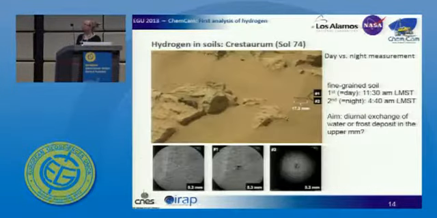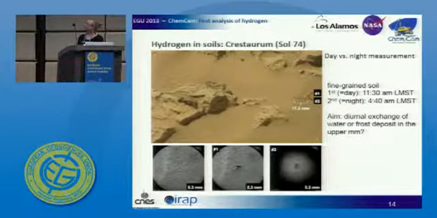Okay. We did another investigation on the crystalline soil. Actually, this happened before the other one which I showed. So you can see here the undisturbed soil, the first shot and the second shot. And the aim of this study was, is there an exchange of the water or frost deposit in the upper millimeter during night? So we did a measurement during Martian day and also one during Martian night. You can see the times here.